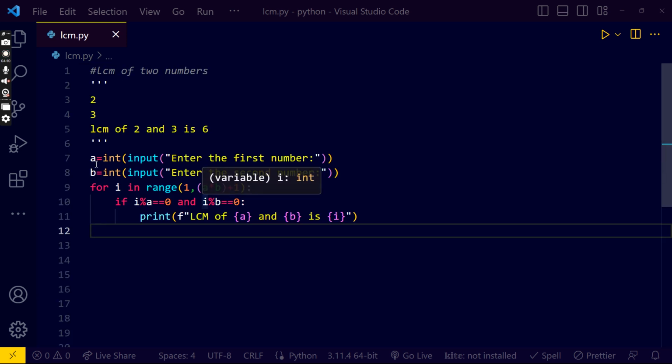See, how many lines of code? 1, 2, 3, 4, 5. 5 lines of code, I told you, right? So just 5 lines of code if you understand the logic. If you don't understand the logic, it will be more lengthy.